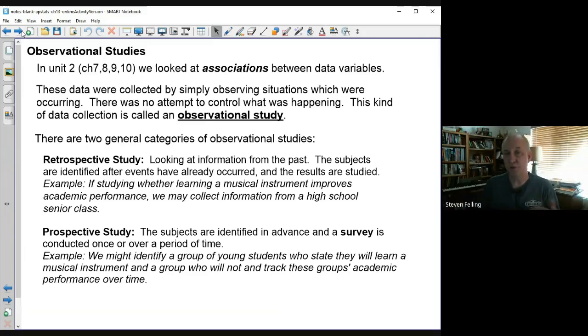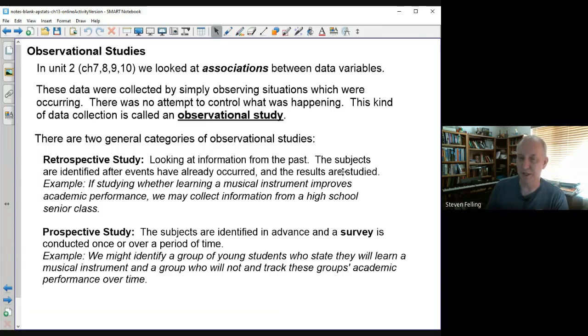The difference is that a retrospective study is, retro means old, right? So that's about looking at information that has already occurred in the past. Subjects are identified after the events have already occurred, and then the results are studied. For example, let's say you want to determine if there's some association between learning a musical instrument and performance in academics in school. You might look at information from a high school senior class about how they're doing right now, and then go back and ask them about the past, like, did you take music lessons? How much music did you take, and all that kind of stuff? So that's data that's already occurred. You're selecting the subject after the event has happened. So that's called a retrospective study.